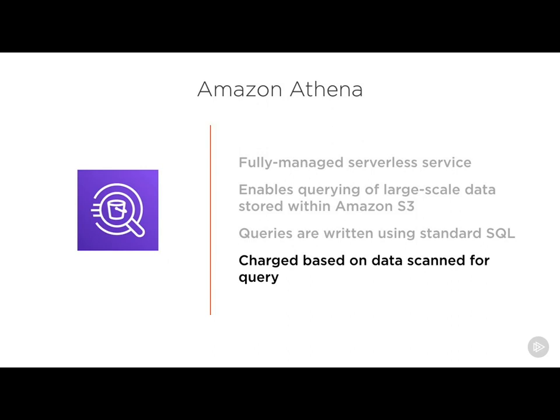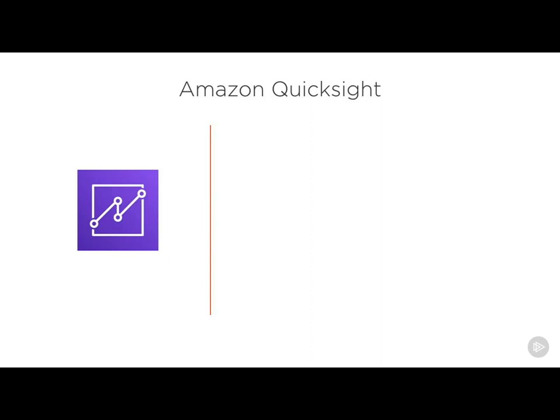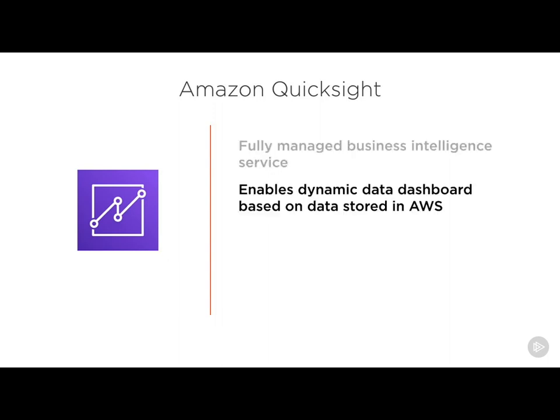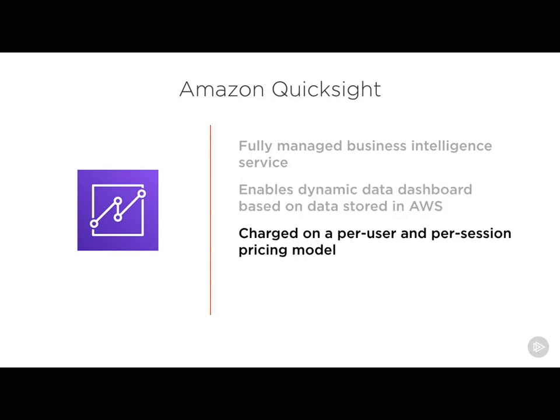So next, let's talk about Amazon QuickSight. And this is a fully managed business intelligence, or sometimes you'll hear it called BI, service. And this enables some dynamic data dashboards that are based on data that you have stored within AWS. Now there are a couple of different pricing models depending on how you're leveraging it. So we do have a per user and a per session pricing model.